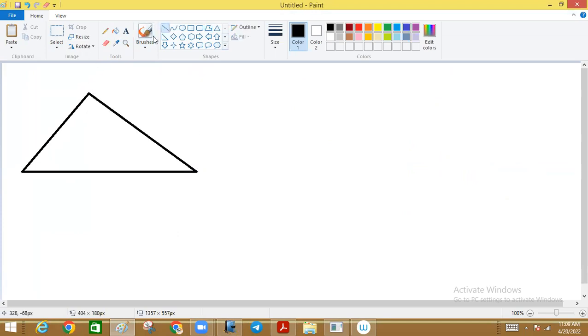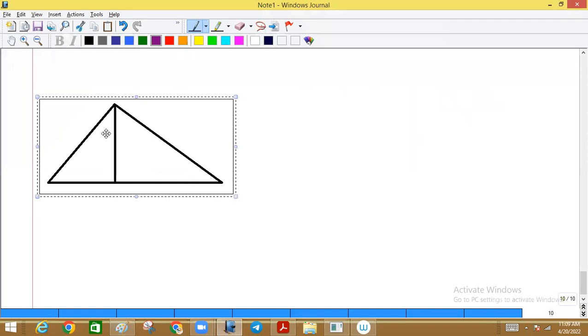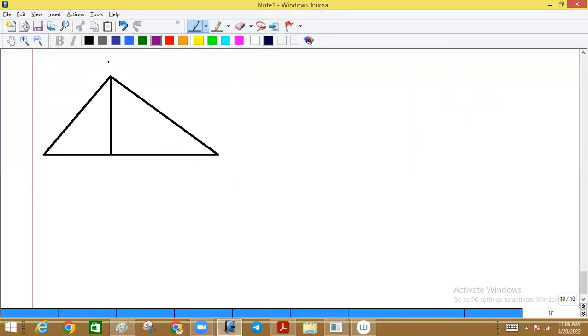Now, I'm taking a right angle triangle. I'm drawing a perpendicular on the hypotenuse. When I say perpendicular on the hypotenuse, this is the hypotenuse. Okay, this is a right angle. B, C. BC is the hypotenuse. I'm drawing a perpendicular on what? Hypotenuse. Is that clear? Now see here. These things are very important.